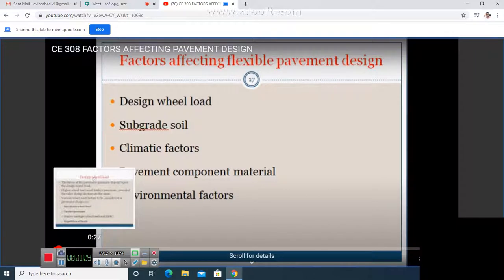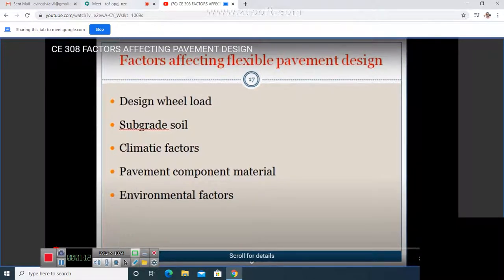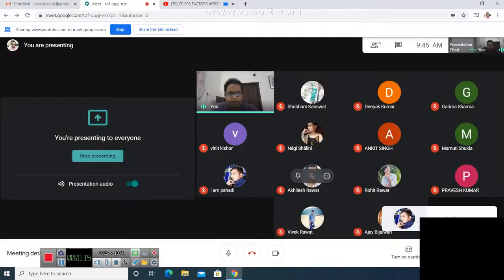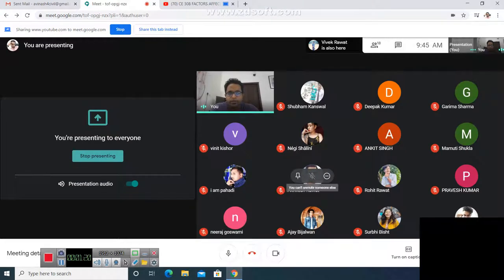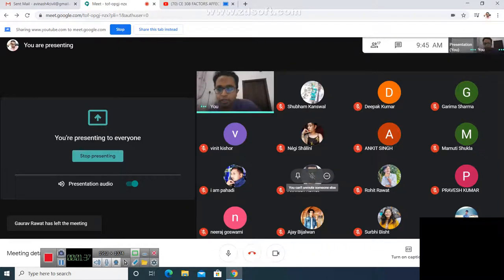Then subgrade soil. When you speak about a flexible pavement, you know what the different layers in a flexible pavement are. The lowermost layer in a flexible pavement is known as the soil subgrade. The subgrade layer is made up of soil. And what is the function of the subgrade layer? Above the subgrade layer, you will have different other layers: sub base, base course, and the wearing course or surface course. These are the different layers available, right?